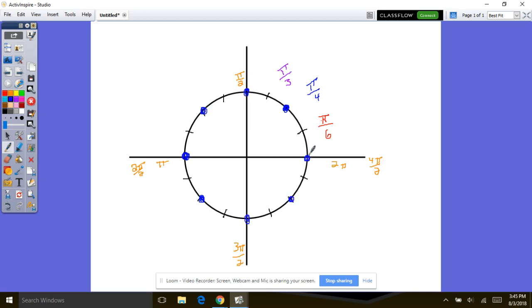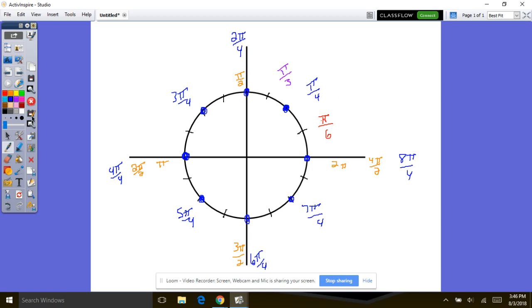All right, now let's count by pi over 4s. We got 1 pi over 4. We got 2 pi over 4, and I'll write it up here just so you can see it. 2 pi over 4 is going to reduce to pi over 2. And you got 3 pi over 4, 4 pi over 4, and 4 pi over 4 reduces to pi. And you got 5 pi over 4, and you got 6 pi over 4. 6 pi over 4 reduces to 3 pi over 2. And you have 7 pi over 4. And then the next one is 8 pi over 4, and 8 pi over 4 reduces to 2 pi.